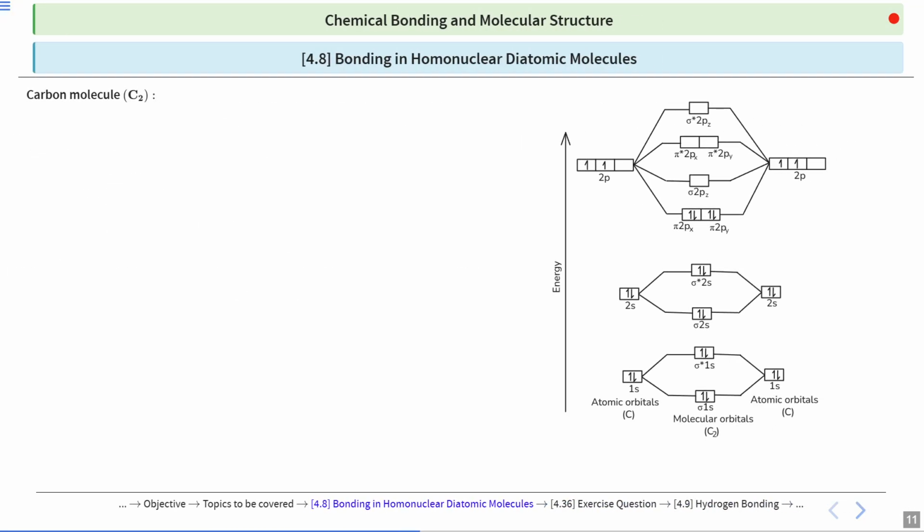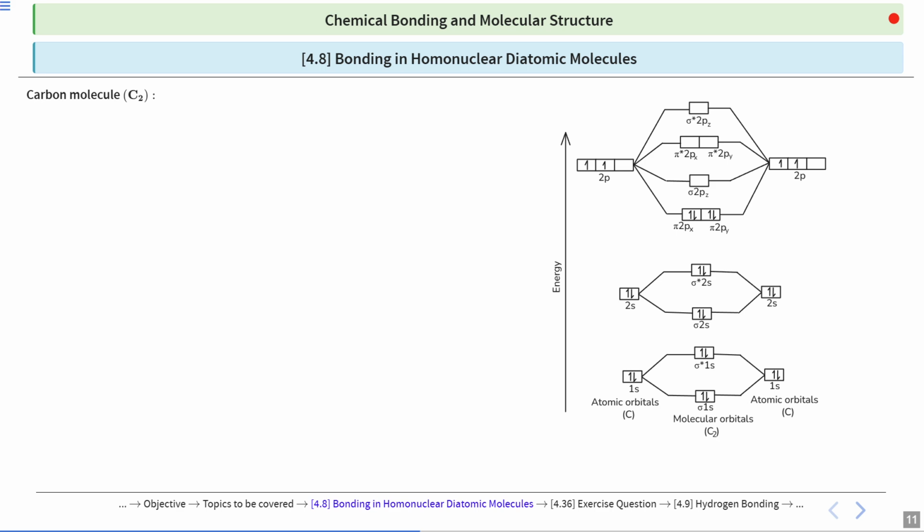Coming on to the next molecule, which is C2. Now C2 configuration is quite complex as compared to the previous one, because now we are seeing the 2p inclusion. And what is the order here? First, sigma 1s, sigma star 1s, simple. Sigma 2s, sigma star 2s. Now we have pi 2px and pi 2py. And finally, we have sigma 2pz, pi star 2px, pi star 2py, and sigma star 2pz. Now this order is very important to remember.